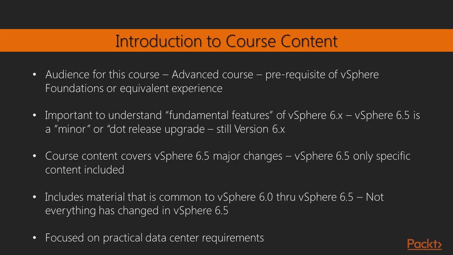A second important point to understand is that vSphere 6.5 is a minor or dot release upgrade, but it is still version 6.x. When vSphere was released, it was version 6.0. There were some updates, up to vSphere 6.0 Update 2, and then vSphere 6.5 was released in late October of 2016. But it does not mean that vSphere 6.5 changes everything in vSphere 6. There are advanced and new capabilities that have been added to vSphere 6.5. There have been some under-the-cover changes, especially in storage. There is a new VMFS version 6 file system as an example, and there has been a lot of tuning that has been done as well.